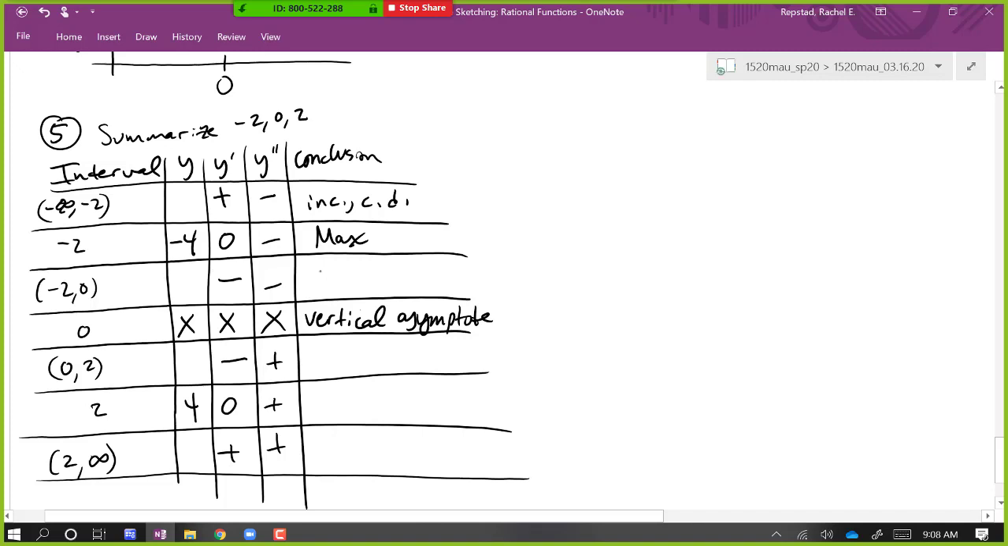At our next interval, it's decreasing, concave down. On the other side of the vertical asymptote, still decreasing, but concave up this time. At our next row, it is concave up at a critical value. That means it's a minimum. And then finally, it's increasing, concave up.